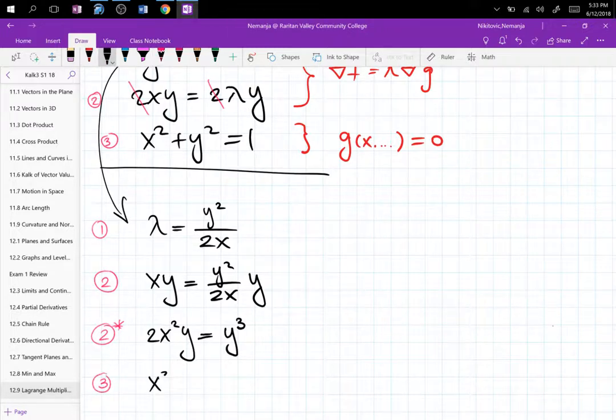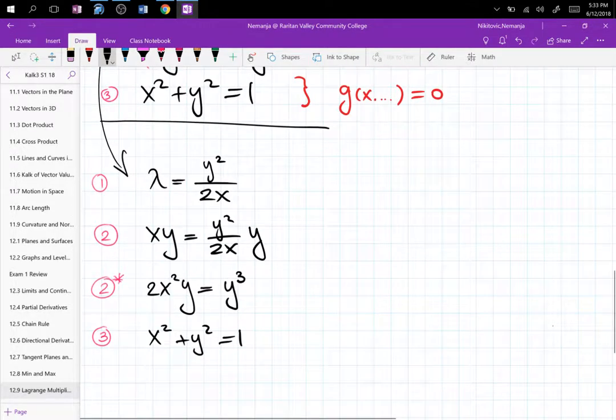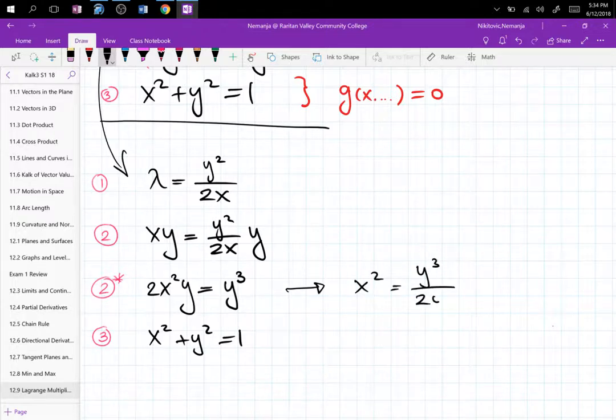I haven't done anything with that. It's x squared plus y squared equals 1. So this is my new system, these two equations. And whether this is going to work or not, I have no clue. Let's see what else we can do. I'm going to now, from this equation, solve for x squared, get y cubed divided by 2y. I'm again not going to cancel now.